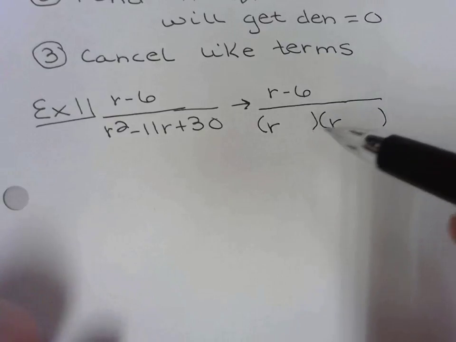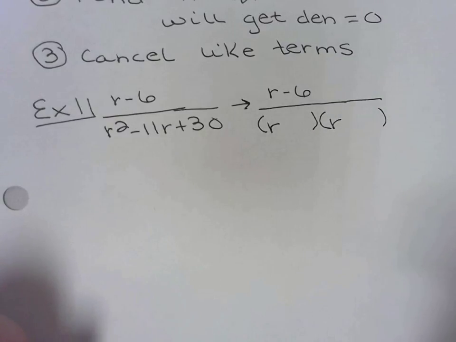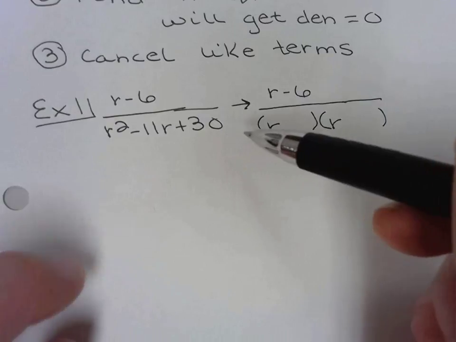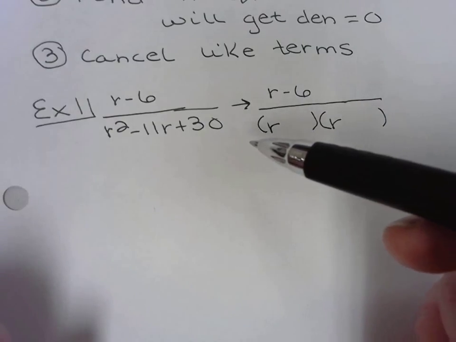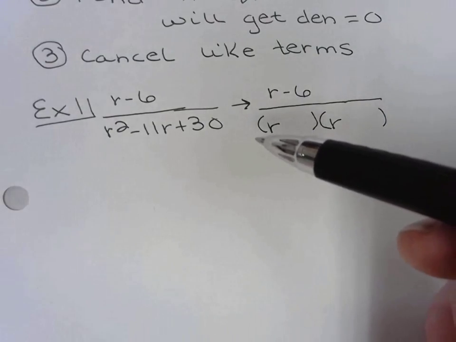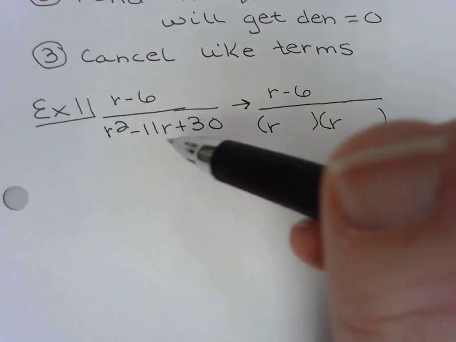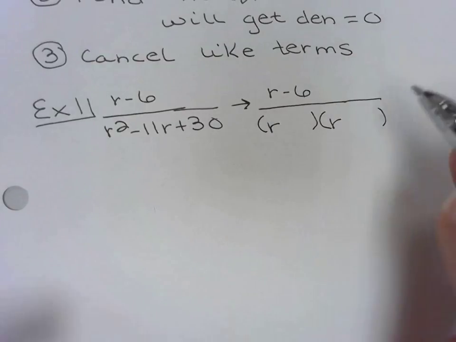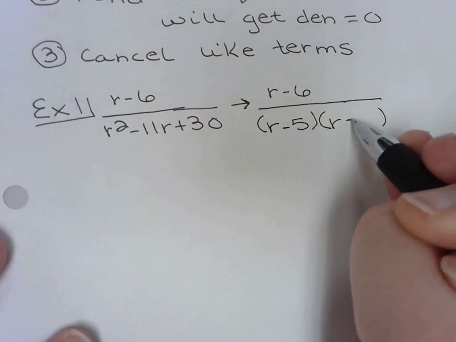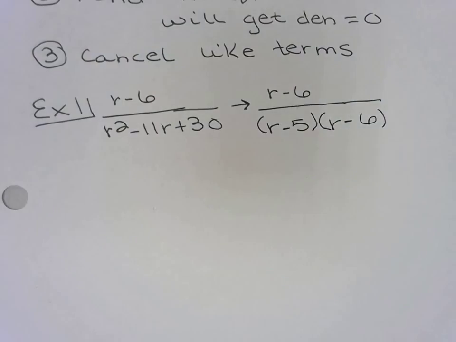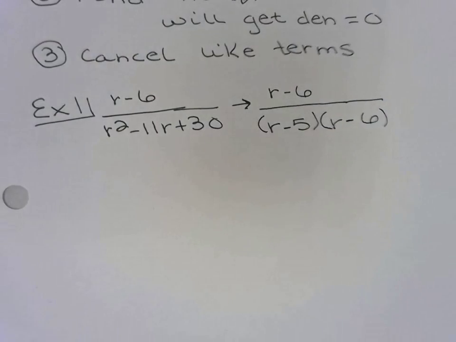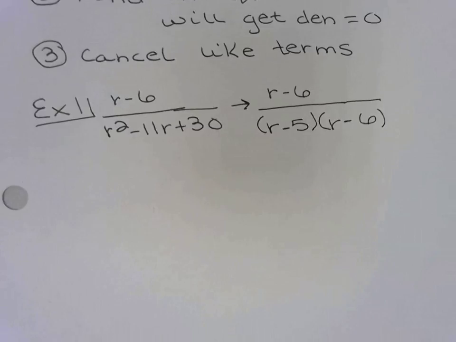So two parentheses with r's in front. And like we did on the warm-up, you need to find two numbers that multiply to give me 30 and add to give me negative 11. They need to multiply to get a positive and add to get a negative: negative 5 and negative 6. I know these seem a little complicated, but you can do the steps. Factor the top, factor the bottom. We know how to factor. We did it on the warm-up.